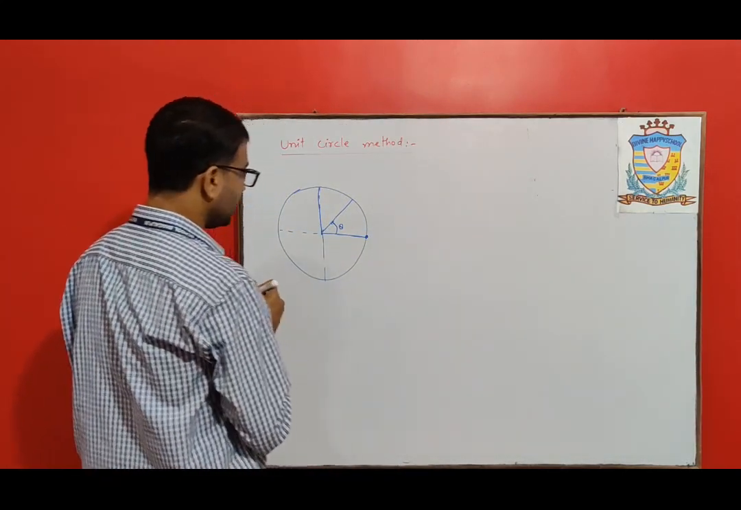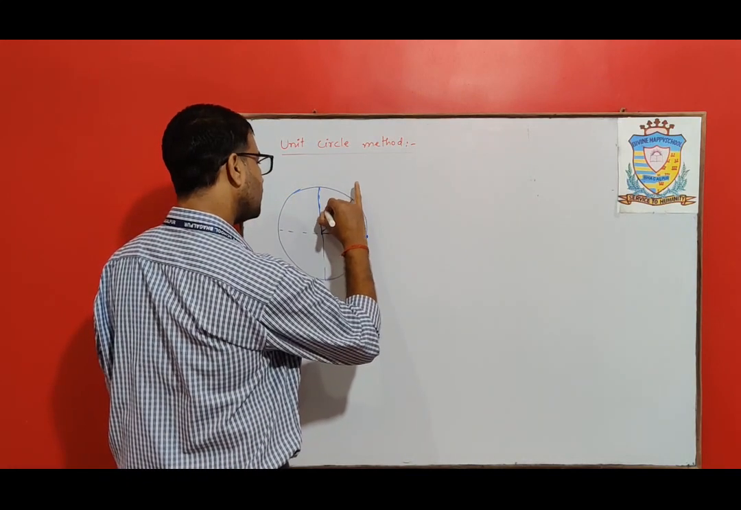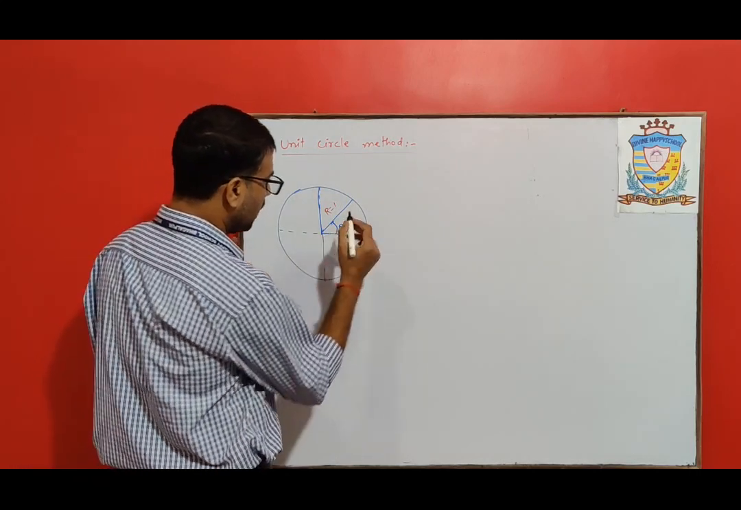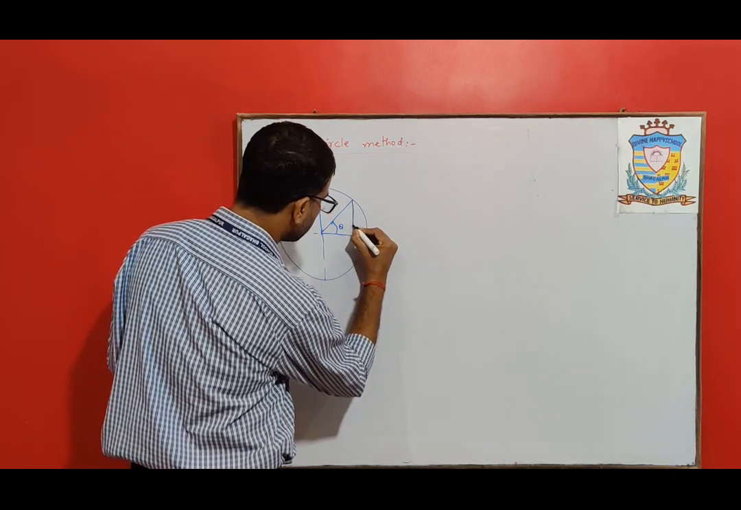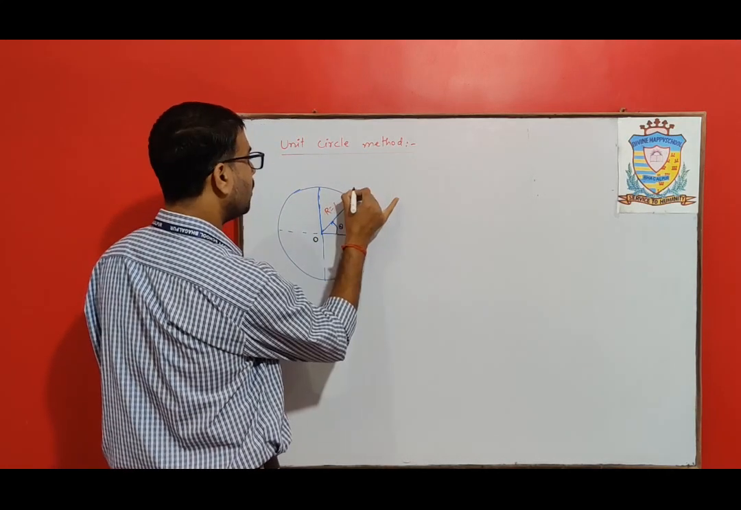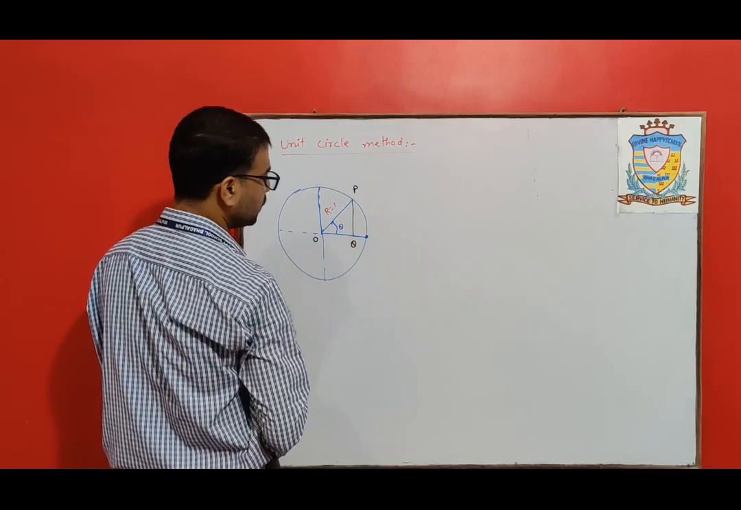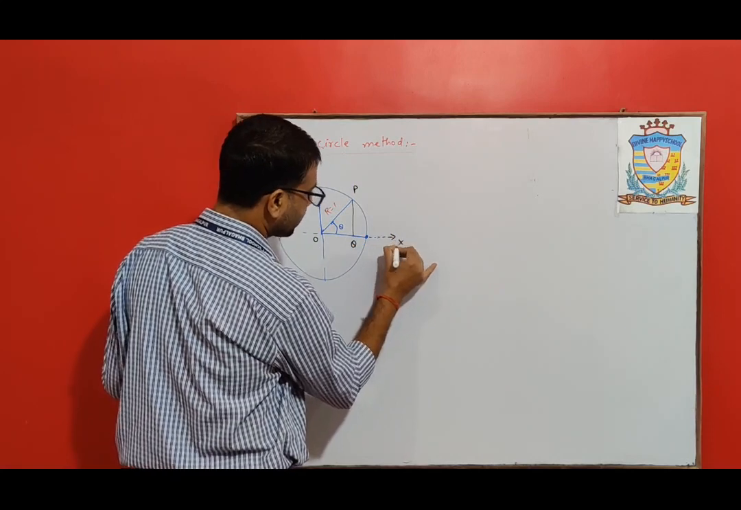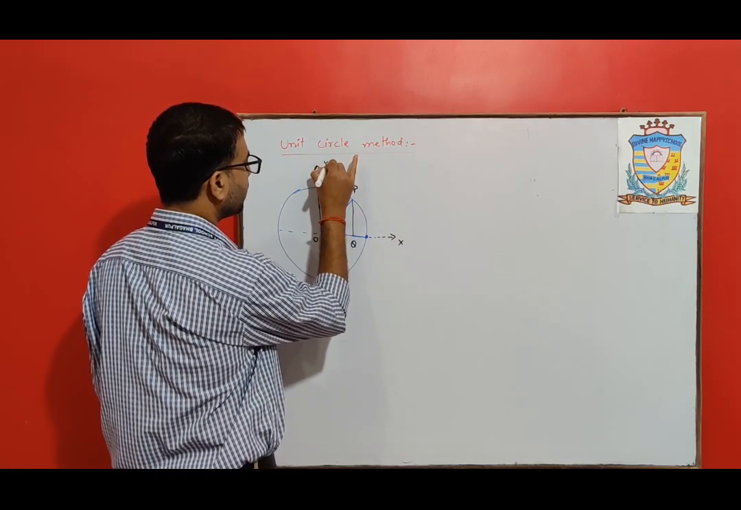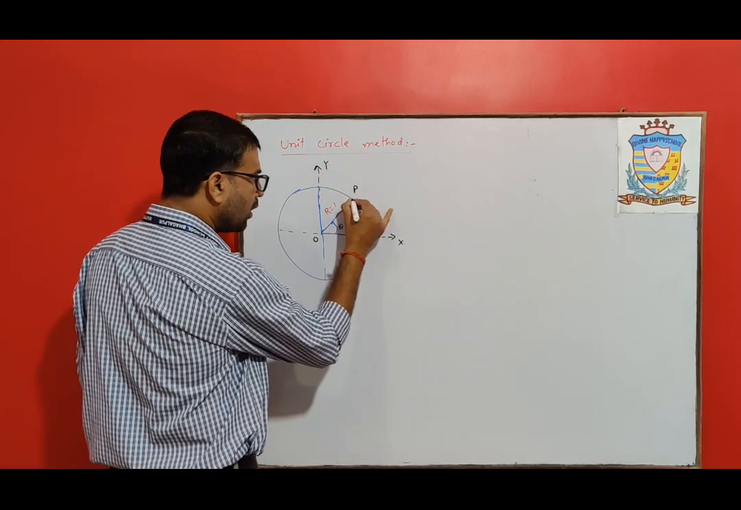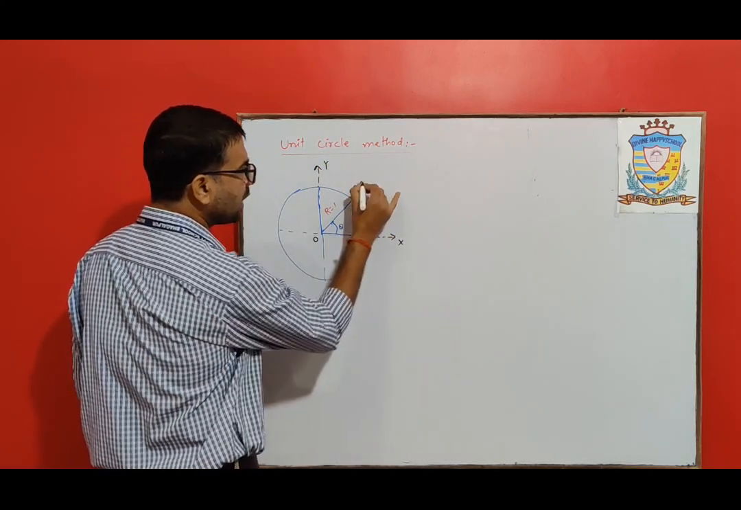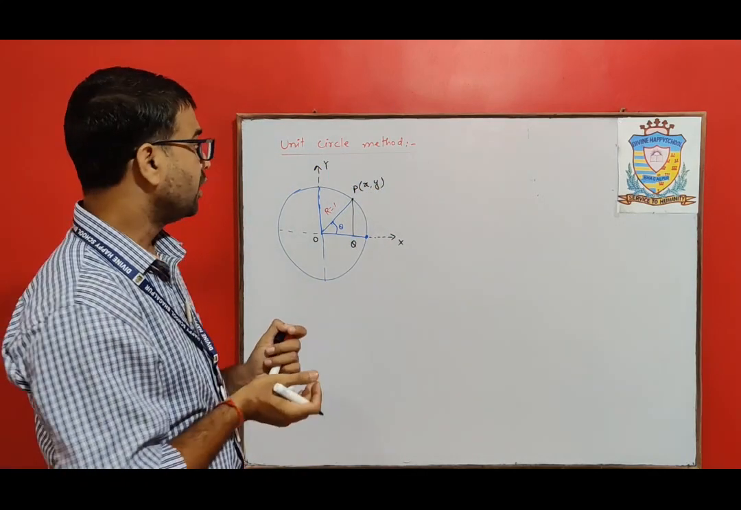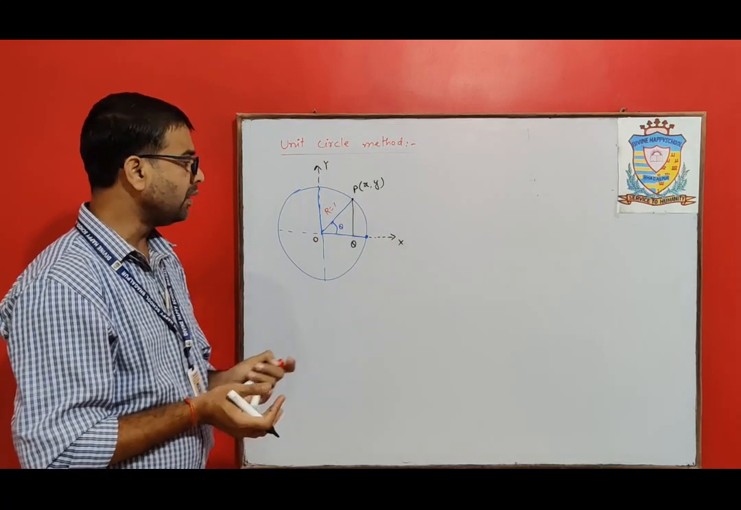So here we consider the radius is equal to 1. Now draw a perpendicular from this point. This is point O, P and Q. Suppose this is our x-axis and this is the y-axis. Here, let the coordinate of point P be x and y. Now we have to calculate the coordinate of point P, that is x and y.